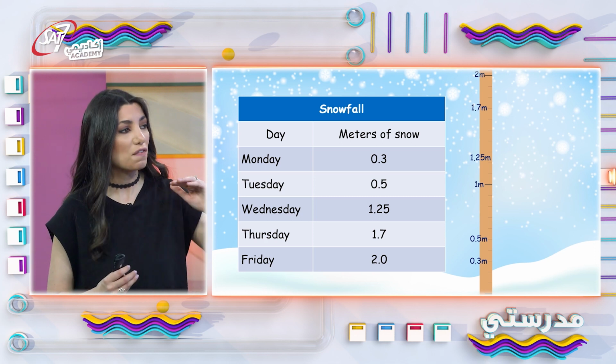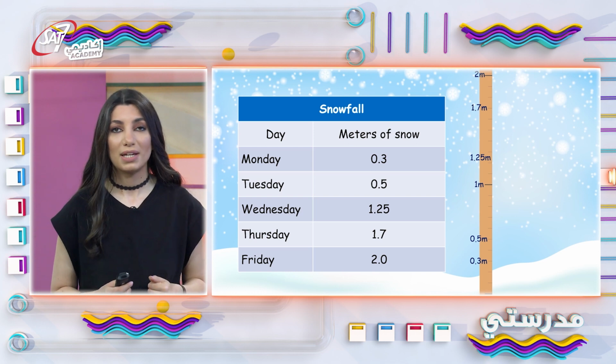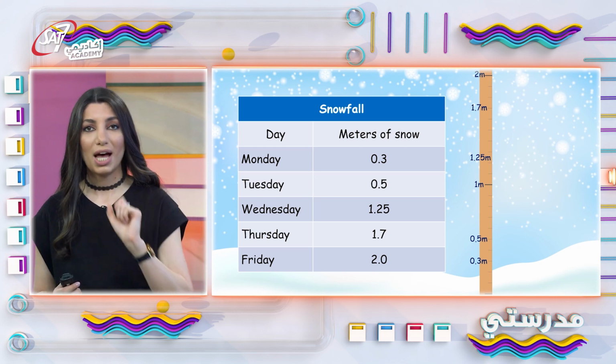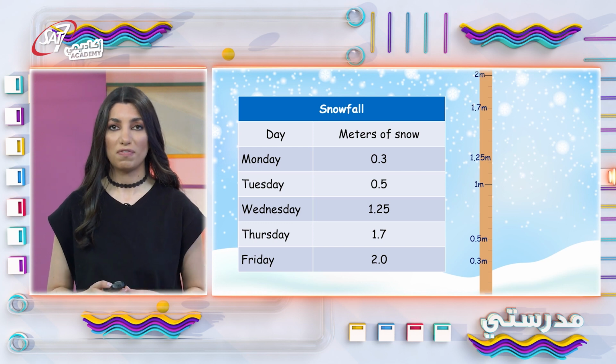0.5 refers to the fifth dash between 0 and 1 on the meter stick. Each decimal is 1 dash out of 10. Instead of saying half, we can also say 0.5.